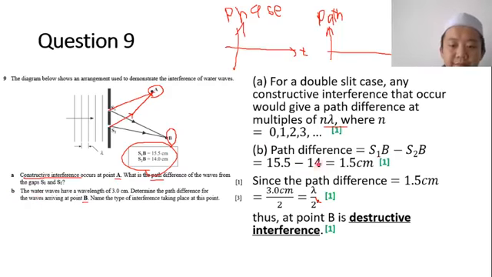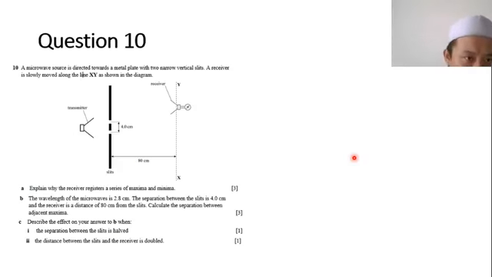Question number 10. A microwave source is directed towards a metal plate with 2 narrow vertical slits. The receiver is slowly moved along the line XY as shown in the diagram.